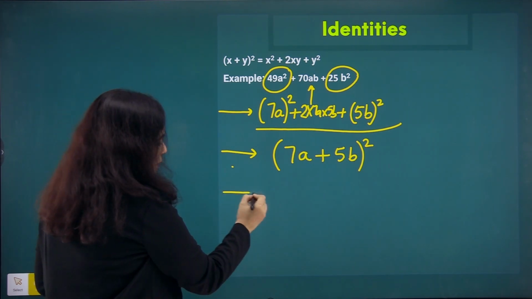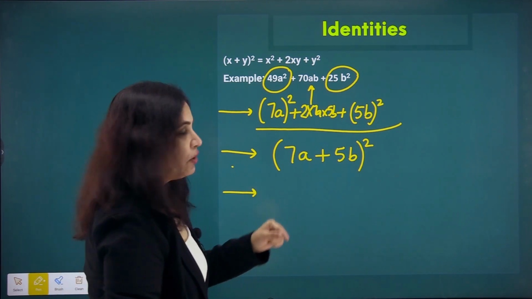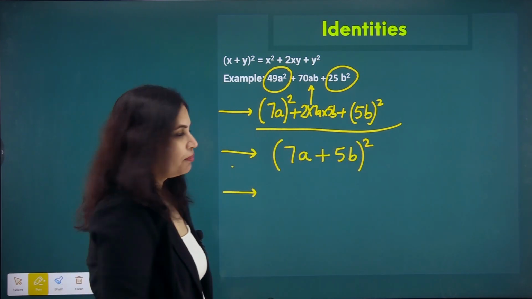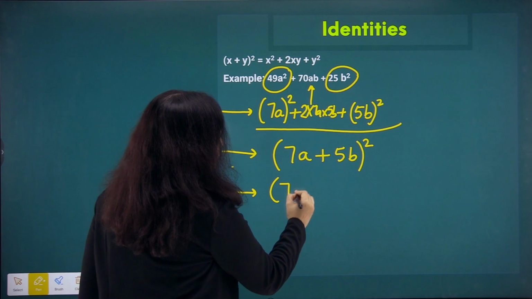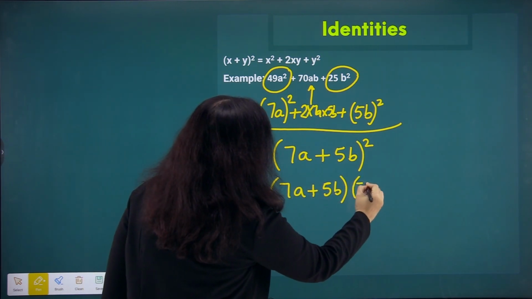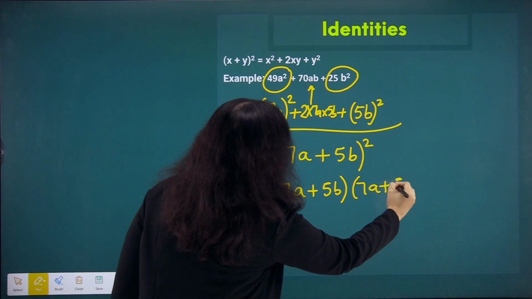Now whenever we have to write the factors, we always write it in the product form and not in the exponential form. So the two factors will be (7a + 5b) into (7a + 5b).